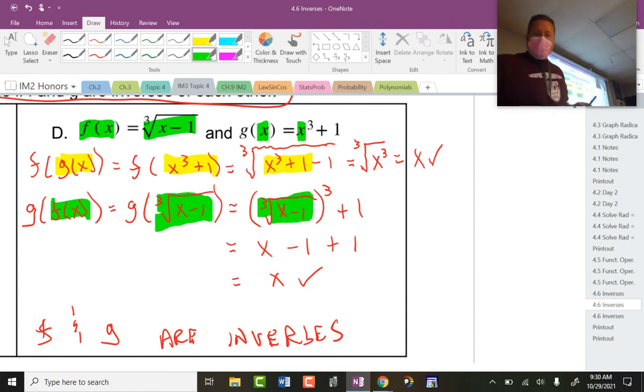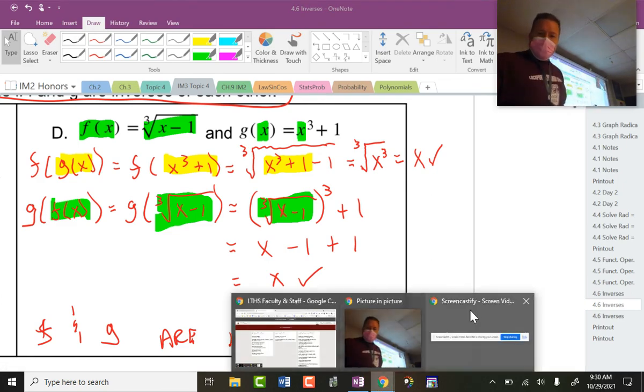On the homework, yes, I did it by just finding the inverse.